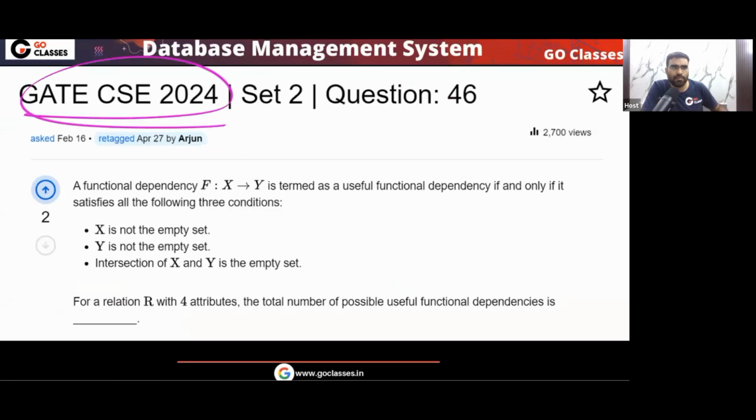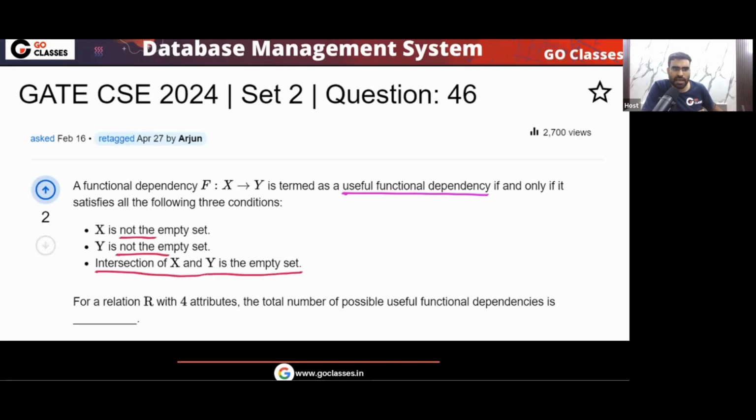Let's solve this GATE Computer Science 2024 question. Latest question. A functional dependency X determines Y is termed a useful functional dependency if and only if the following three conditions are satisfied: X is not empty, Y is not empty, and the intersection of X and Y is empty.